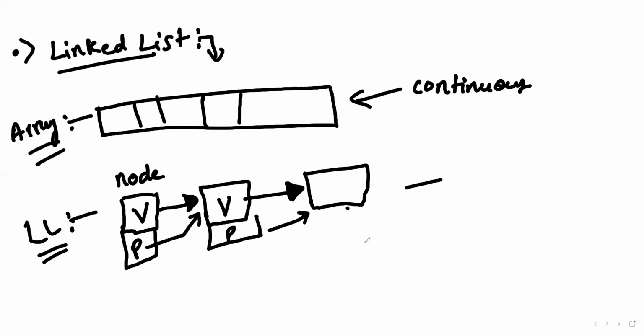If you want to find what is stored in this node, you have to start with the first node, then follow this pointer, go to the second node, then follow this pointer, then go to the third node, and finally when you reach the desired node, you can give the value that is stored in there. So in a linked list, it is not random access. We have just seen that access in arrays is of order 1.